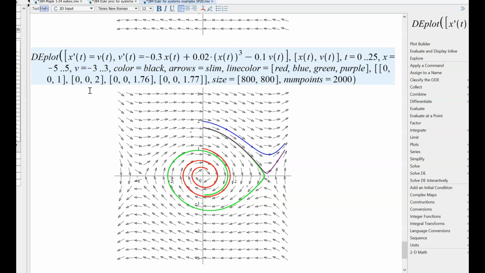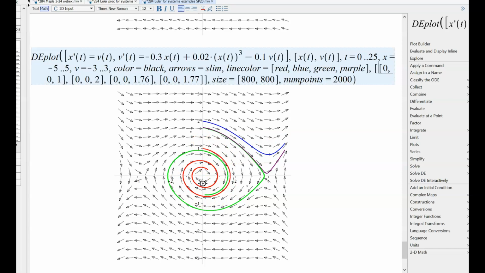I did 0, 1, I did 0, 2, and then I did ones that were close to the examples from the textbook, 1.76 and 1.77. Those were really similar to the ones I did. And then I chose the line color because I wanted them to come out as different colors. So red is the first one, blue is the second one. Let's compare those two. Red is basically the same one that we did using Euler's method.